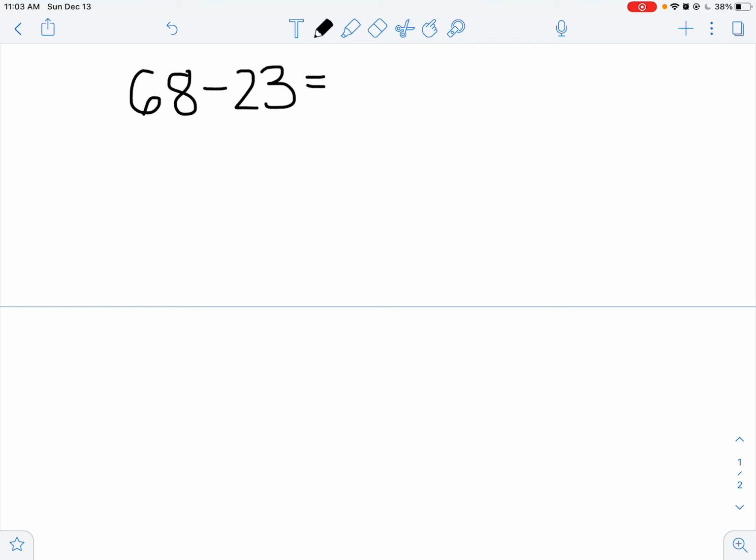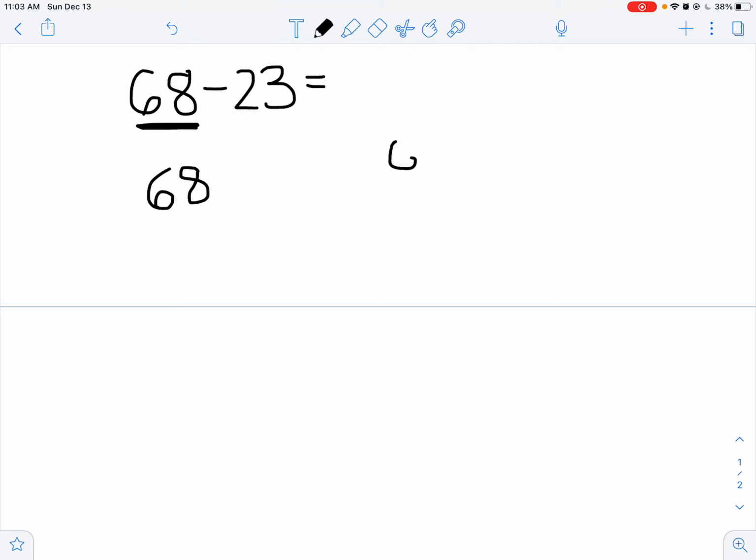Okay, so I have a couple of ways I can go about this, just like with addition. I can start at 68, and I can start taking away 23. What I don't want to do, and I'm seeing some of you do this and you're doing it accurately, but it can get very confusing when you get to multi-digit numbers. I'd rather you not break apart the 68.